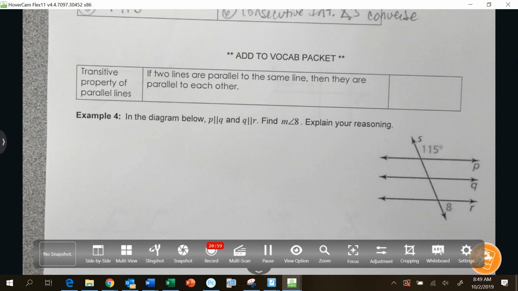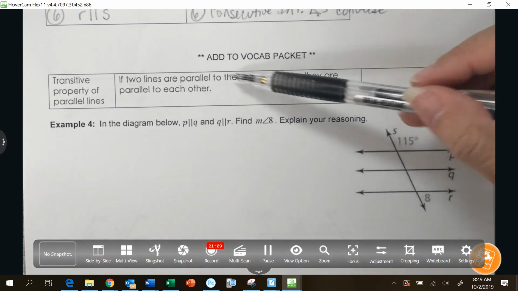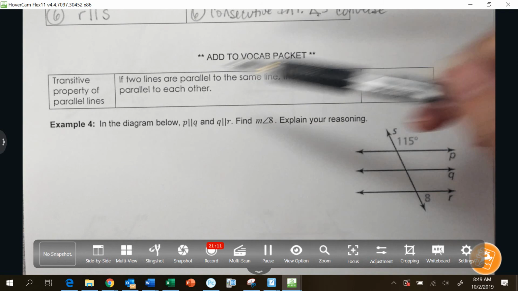Okay, we have one last thing. There's one thing to add to your vocab packet later. It's called transitive property of parallel lines. It says if two lines are parallel to the same line, then they are parallel to each other.